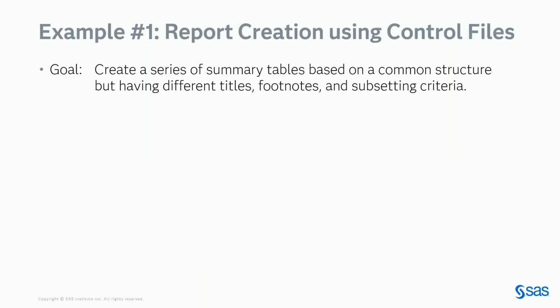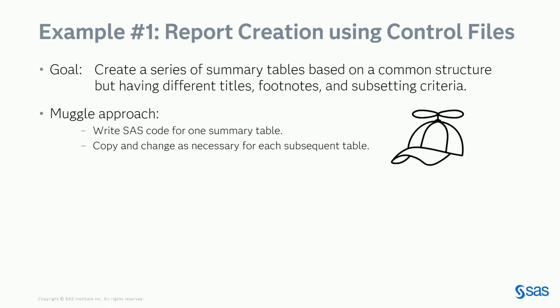Okay, so for our first example, the goal is going to be to create a series of summary tables, and they have the same structure. It's essentially the same table shell, but they have different titles and footnotes because they're based on different subsets of our data, so different subsetting criteria.